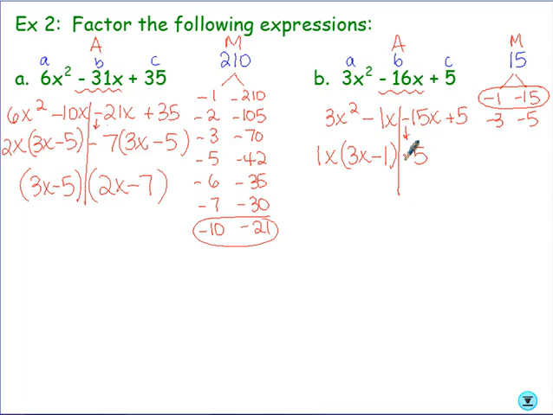Bring down the negative. Negative 15 divided by negative 5 is 3x. Positive 5 divided by negative 5 is negative 1. Do the parentheses match? Yes, they do. Insides, 3x minus 1. Outsides, 1x minus 5.